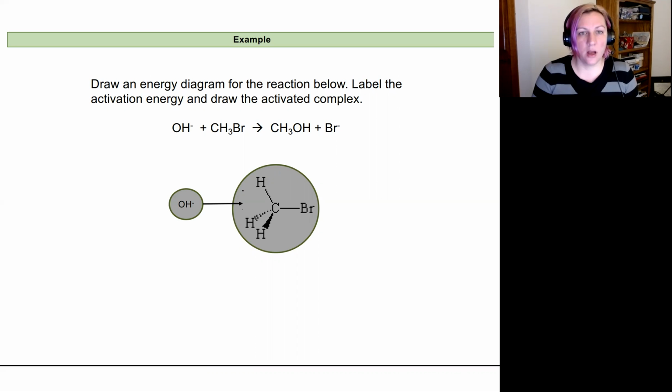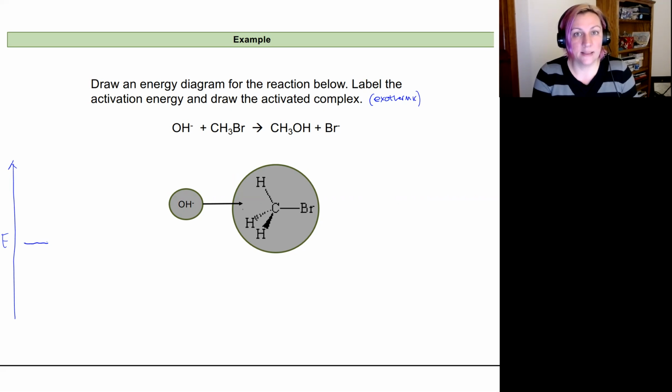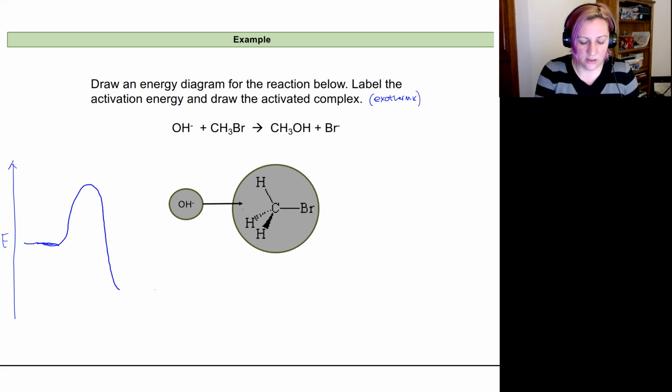So if I wanted to draw an energy diagram for this, I would have my energy axis. And let's just assume this is exothermic. I can show you what it looked like endothermic. So I'll start with my reactants at some sort of energy level, and then I'll always have an increase to an activation energy, and then for my products.